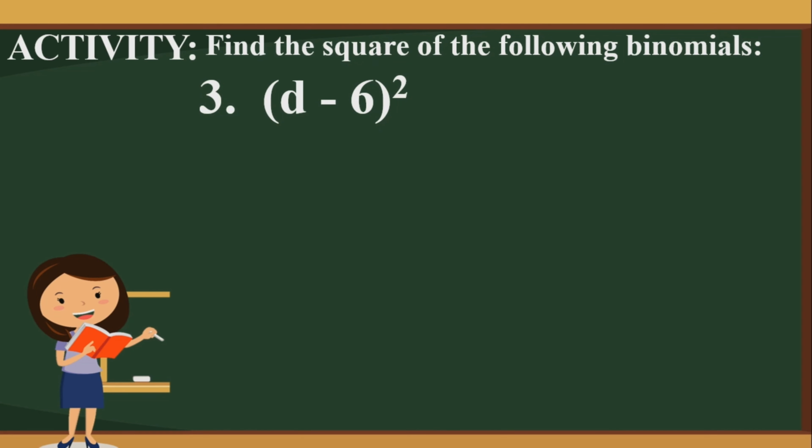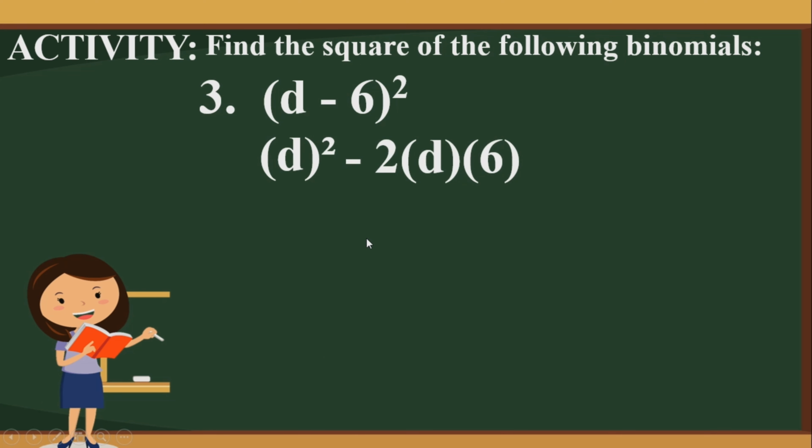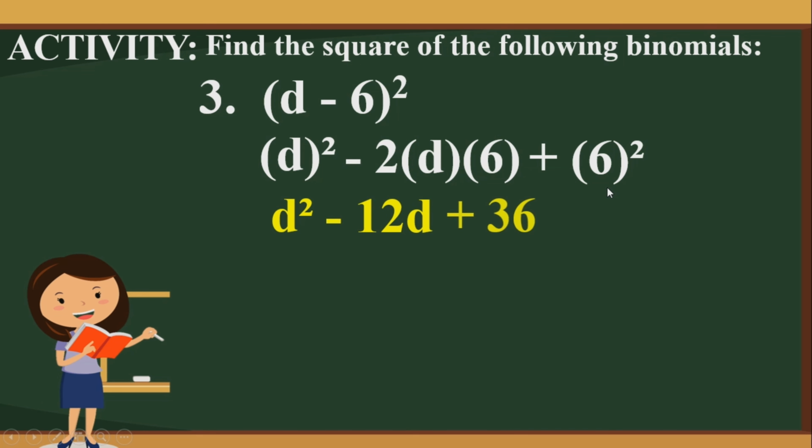For number 3, we have quantity d minus 6 squared. So we have d squared minus 2 times d times 6 plus 6 squared. So d times d, that is d squared. 2 times d times 6, that is negative 12d. And then 6 times 6, that is 36. So the final answer is d squared minus 12d plus 36.